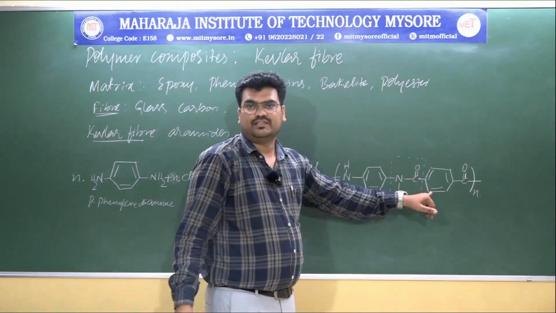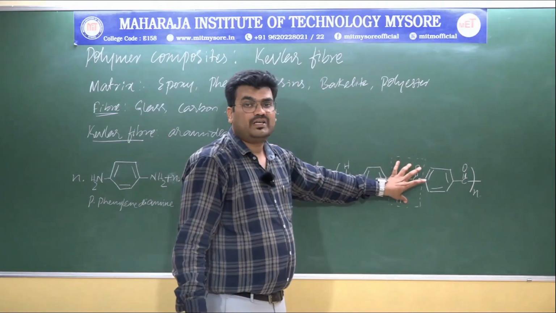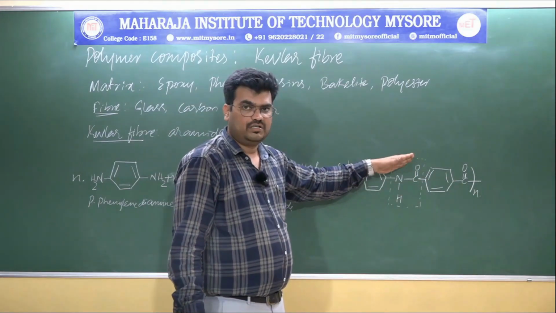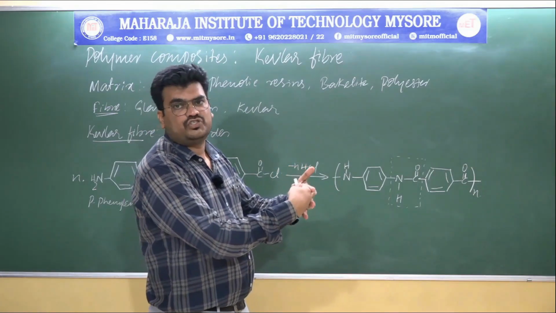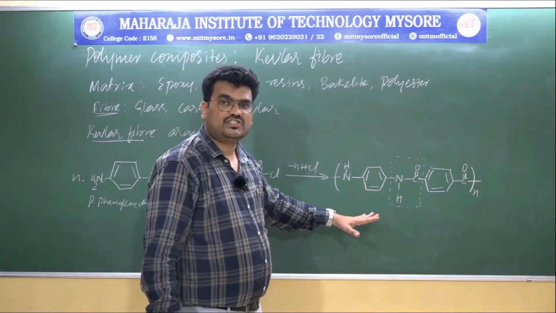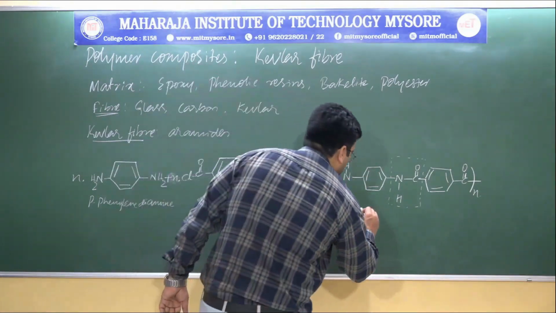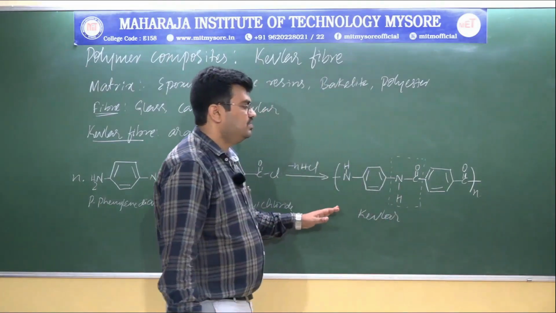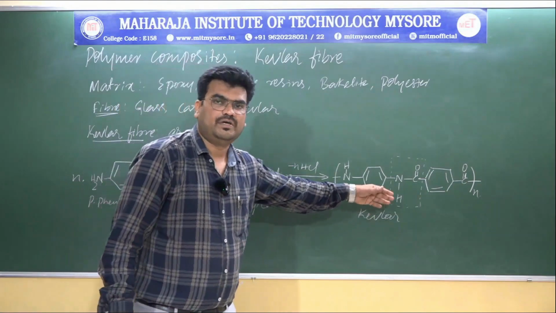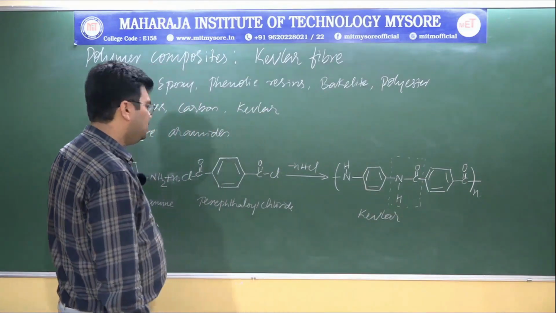As aromatic rings are there, it is called aromatic polyamide or aramid. As these two monomers are linked through para positions, hence its extra strength and stiffness. So this is called Kevlar fiber. The IUPAC name is poly(para-phenylene terephthalamide).